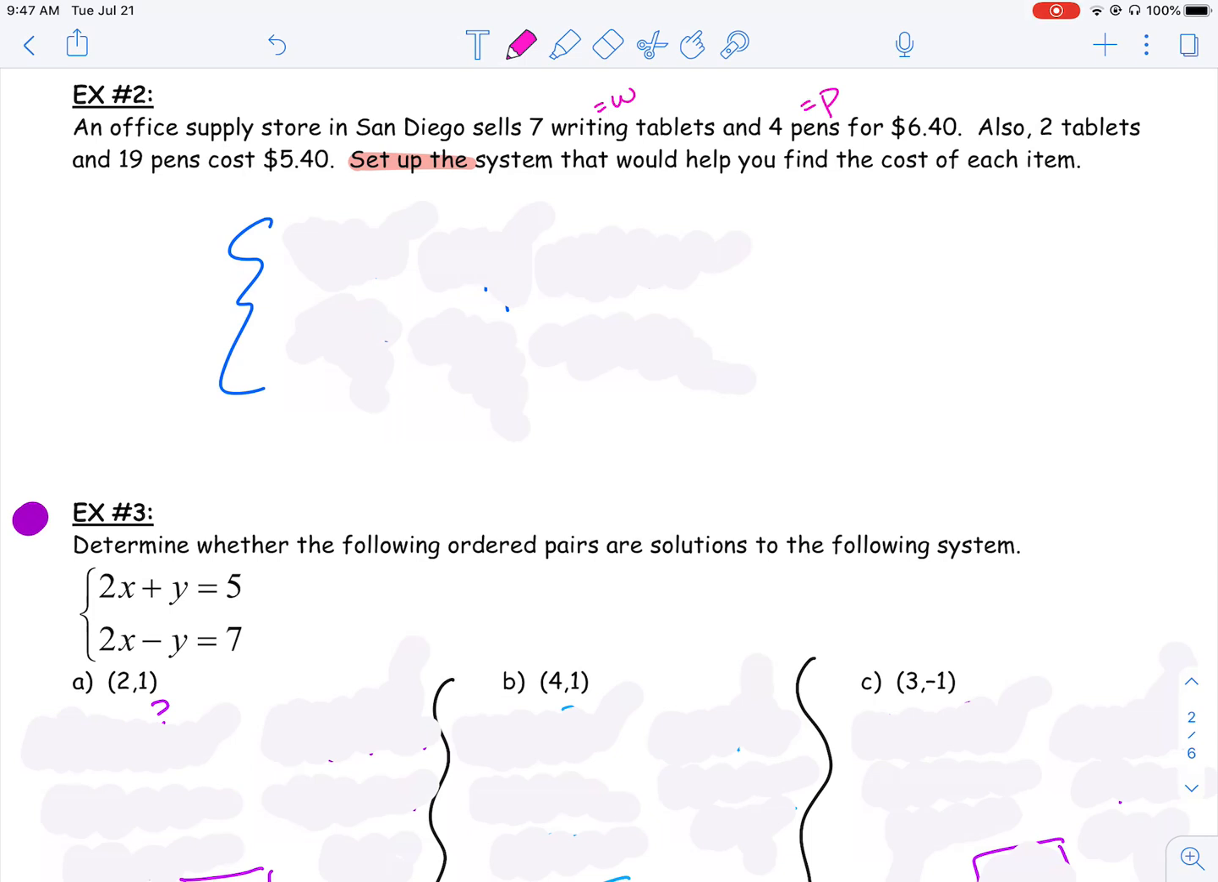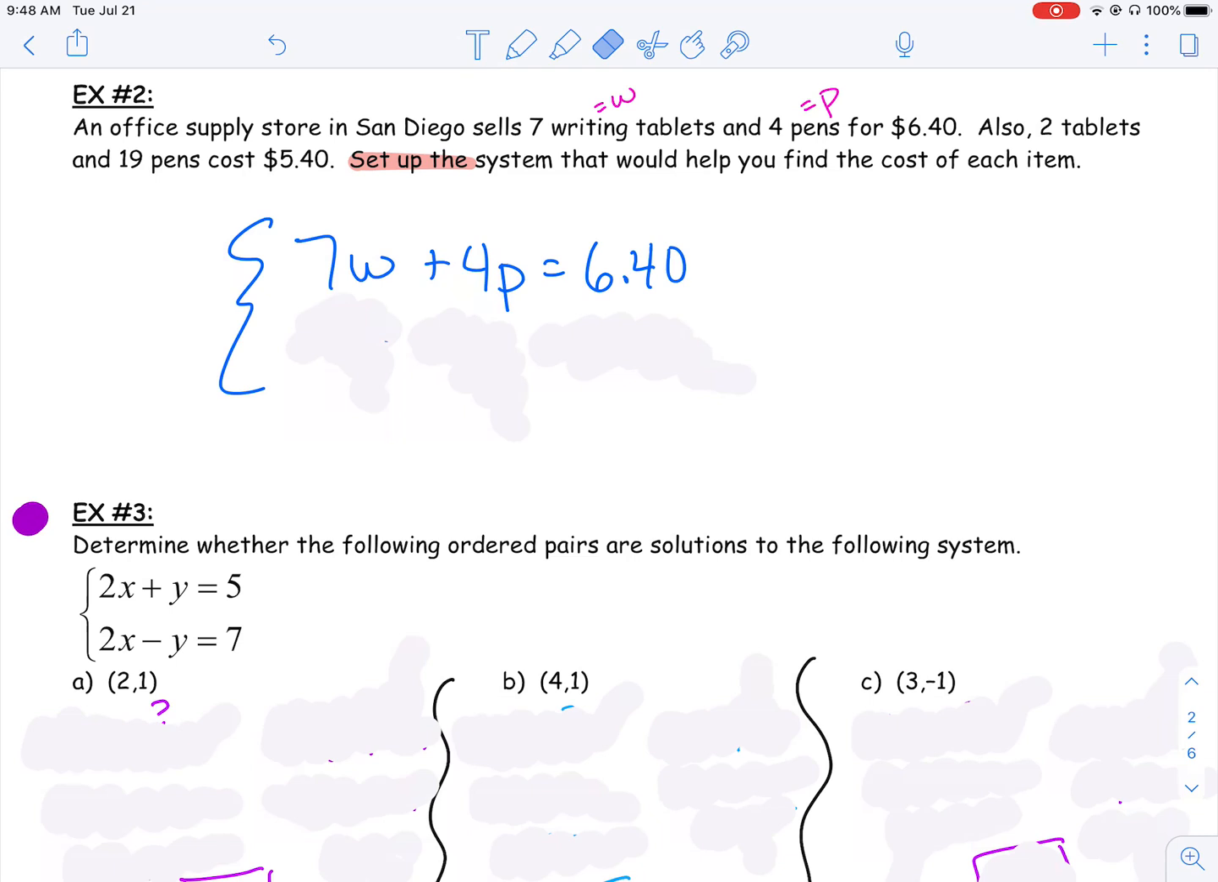It says here that if we buy 7 writing tablets, 7 times however much they cost, 7w, and 4 pens, 4 times however much they cost, plus 4p, is a total of $6.40. So maybe that's what my first equation would look like. You notice that I have two variables, a w and a p, and it would be impossible for me to figure out what w is and what p is unless I have a system of equations, another equation with a w and a p. So is there another scenario that we can use to write our second equation?